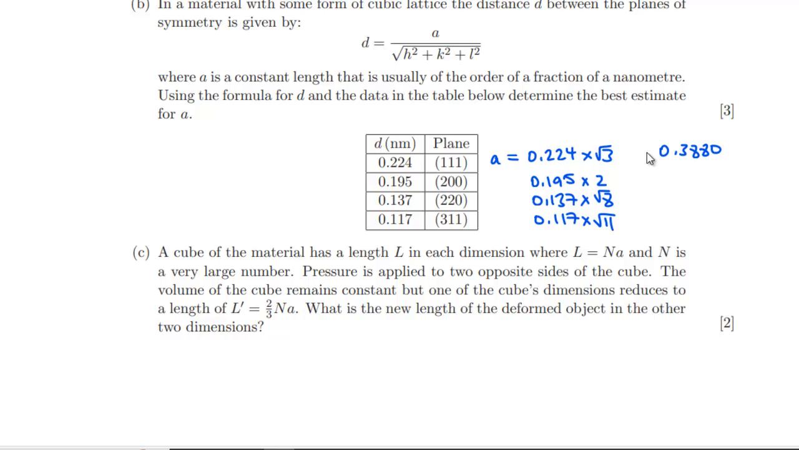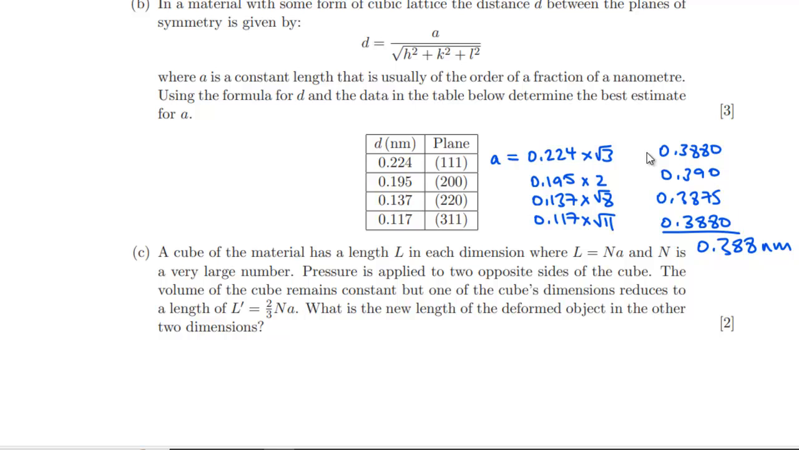Then we've got, well, that one's easy, 0.390. I don't need to calculate for that. Then this one comes out at 0.3875 and then 0.3880, which gives an average of, well, let's keep it all in the calculator, 0.38837975, so 0.388 nanometer average. Okay, that was a bit tedious, but there you go.